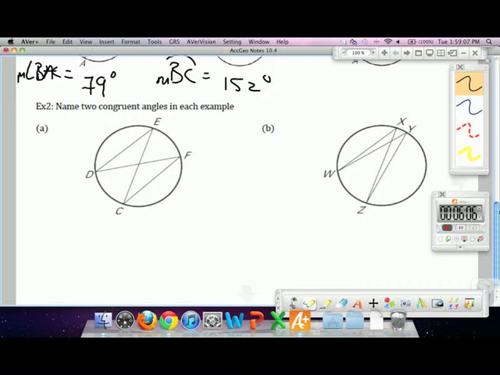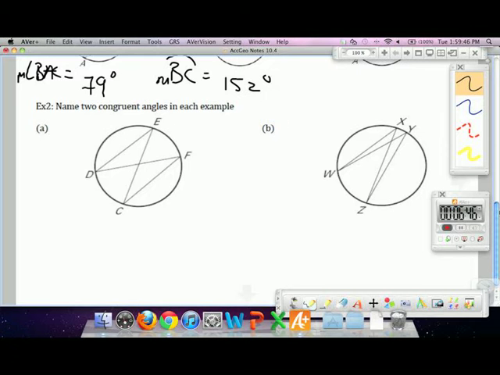Your book lists a second theorem or postulate. I didn't list it as a theorem or postulate because it's sort of common sense. It says that if two inscribed angles intersect the same arc, what do you think is going to be true about the measures of those angles? They better be the same measure.